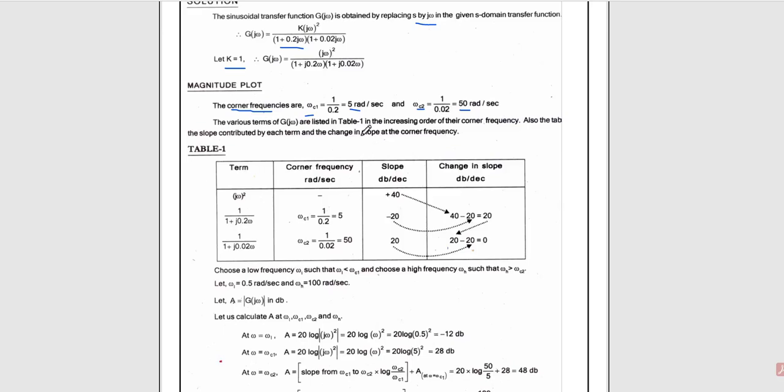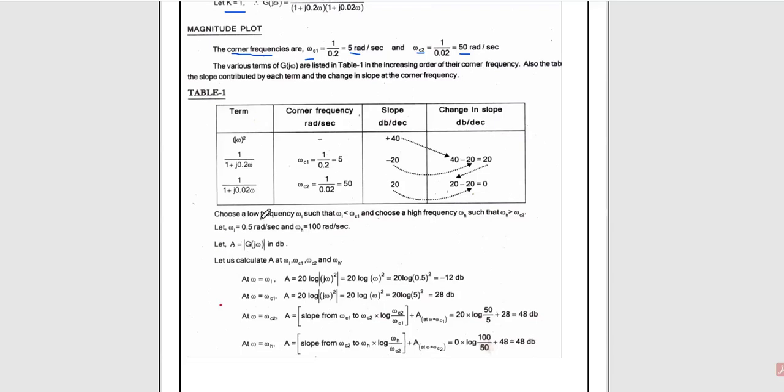After assigning the corner frequencies, we must assign a lower cutoff frequency and a higher cutoff frequency. The lower cutoff should be less than omega c1 and the higher cutoff should be greater than omega c2. So we should assign that. Omega L should be less than 5, so it should be 0.5, and omega H should be greater than 50, so omega H is 100 radians per second.